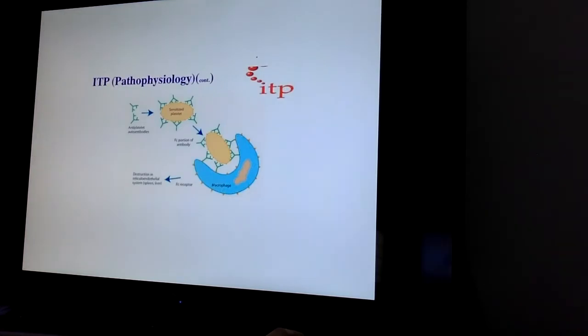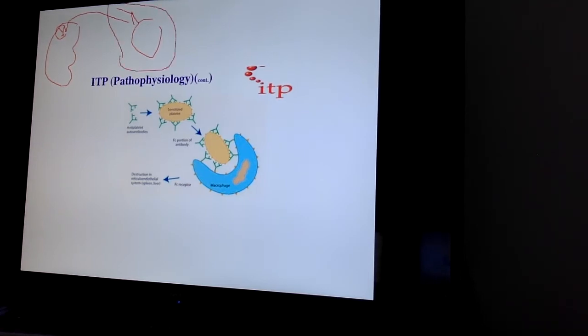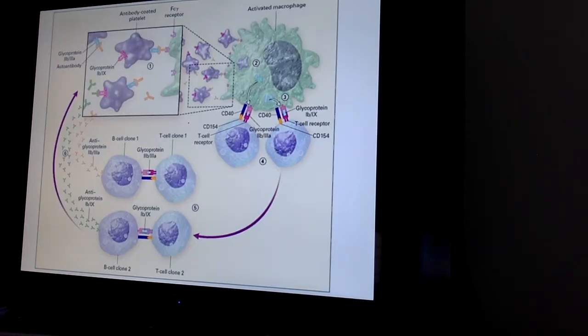Okay, now ITP pathophysiology. The first thing I want you to understand is that the antibody that is produced against the platelet starts in the plasma cell that is found within the spleen. This is number one. The antibody will come and coat the platelet. Then the platelet and antibody complex will be eaten up by the macrophage which is found inside the spleen. So the spleen is producing antibody, the spleen is removing antibody. Okay?